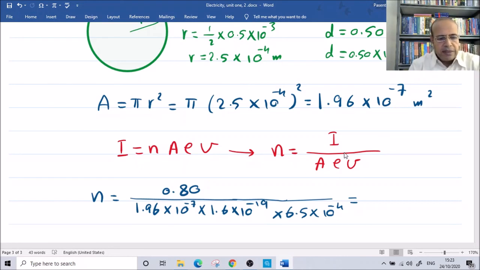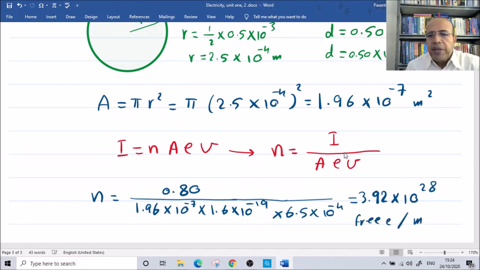The answer here is 3.92 multiplied by 10 to the power 28. What is the unit? Free electrons per meter cubed. I hope you understand this lesson.